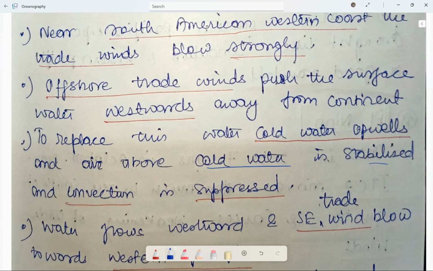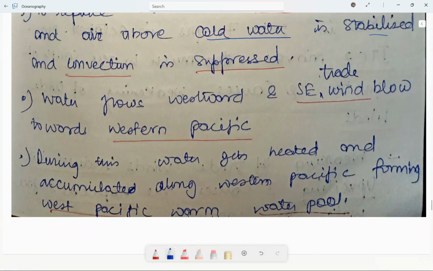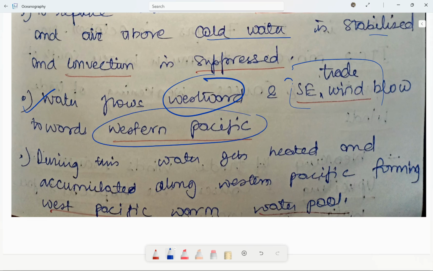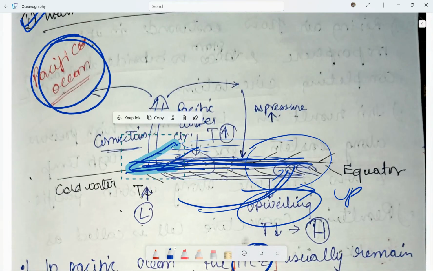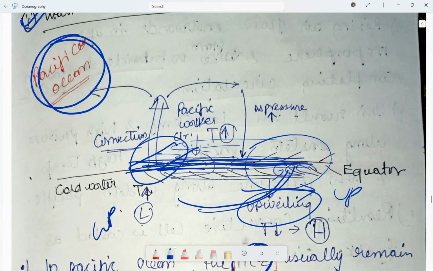and convection suppress हो जाता है. कोल्ड वाटर आ गया तो कन्वेक्शन नहीं होगा. वाटर फ्लो करता है वेस्टवर्ड एंड साउथ ईस्ट ट्रेड विंड्स ब्लो करता है टुवर्ड वेस्टर्न पैसिफिक. During this, water gets heated up and accumulated along the Western Pacific, which causes Western Pacific warm. तो ये एग्जाम्पल ले लो कि ये वेस्टर्न पैसिफिक है एंड इस रीजन में, वेस्टर्न पैसिफिक में, यहाँ पे हीट अप हो जाता है वाटर एंड ड्यू टू दिस हीट अप कन्वेक्शन हैपेंस.